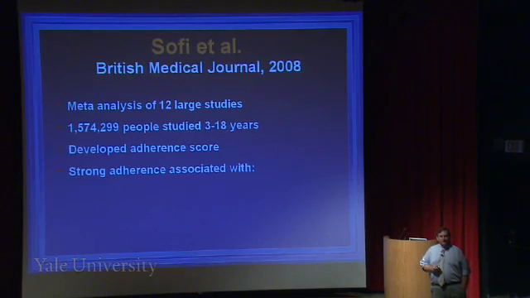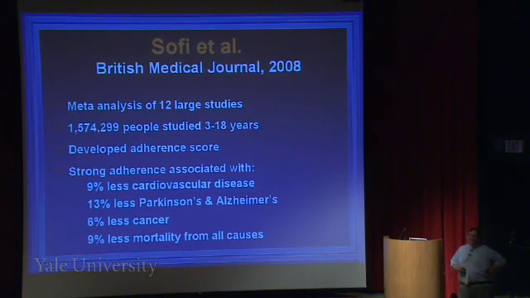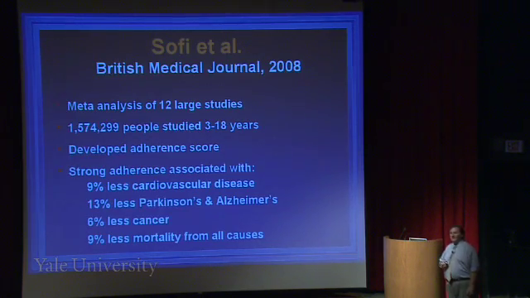High adherence scores, good adherence to the Mediterranean diet across all these studies, was associated with these particular health outcomes. So 9% less cardiovascular disease, 13% less Parkinson's and Alzheimer's, 6% less cancer, 9% less mortality from all causes. So this is pretty good news and confirms what other studies had shown. But this is especially persuasive because it pools all those studies and draws from such a large number of subjects. So it looks from this kind of thing like the Mediterranean diet is one example of a healthy diet.